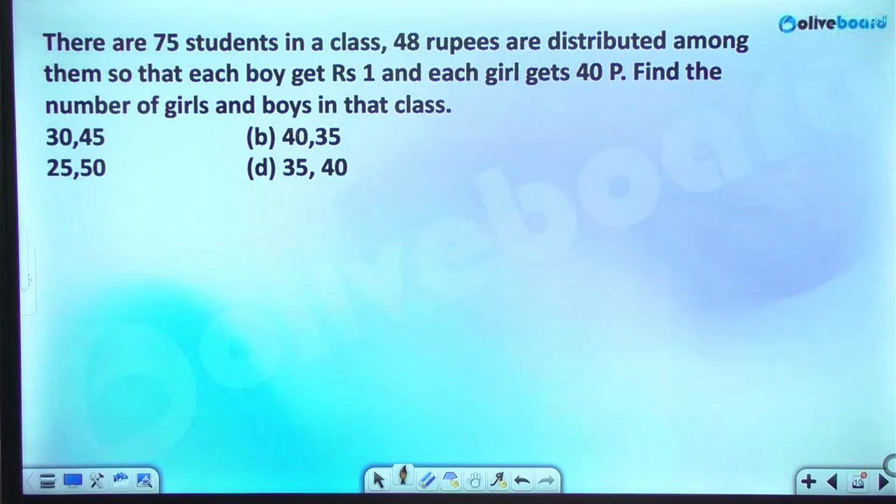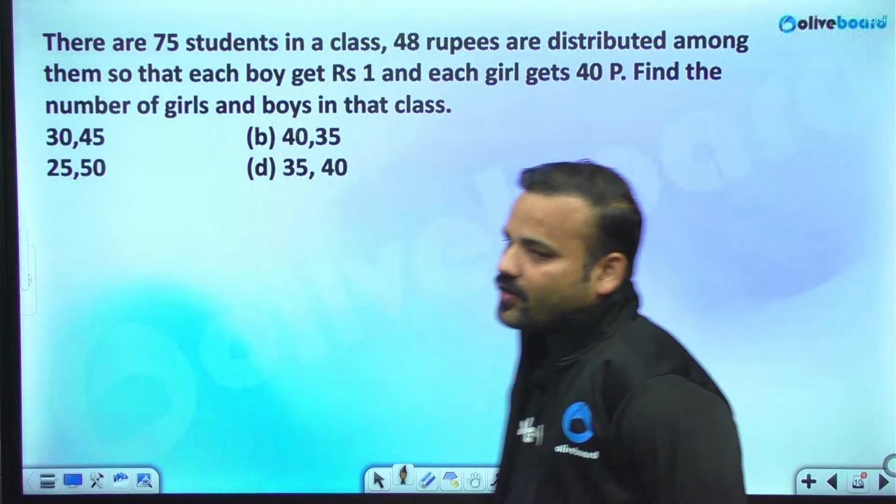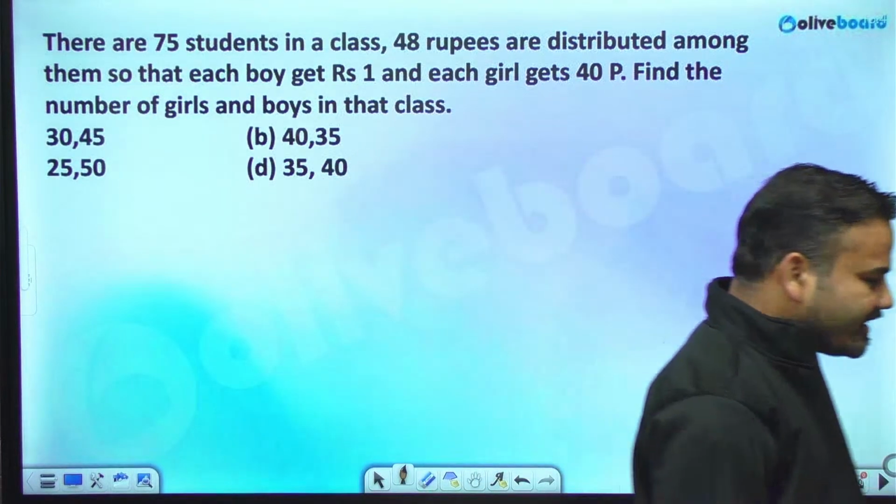There are 75 students in a class. 48 rupees are distributed among them so that each boy will be getting 1 rupee and each girl will be getting 40 paise. Find the number of girls and boys in that class. What is the total ratio? What is the number of girls and boys?